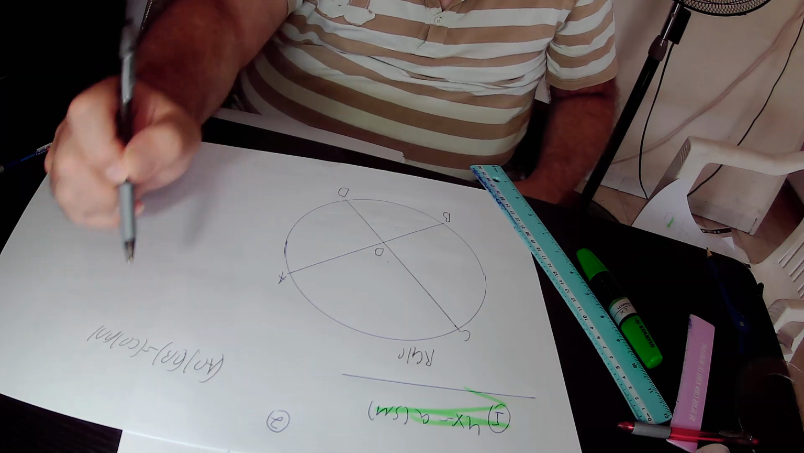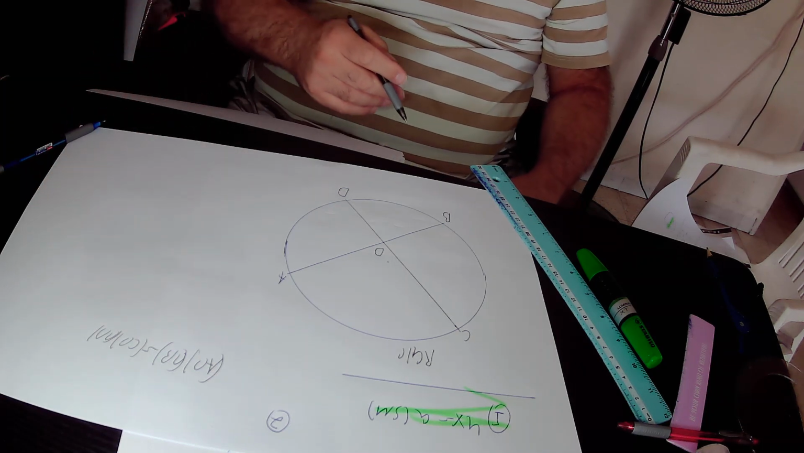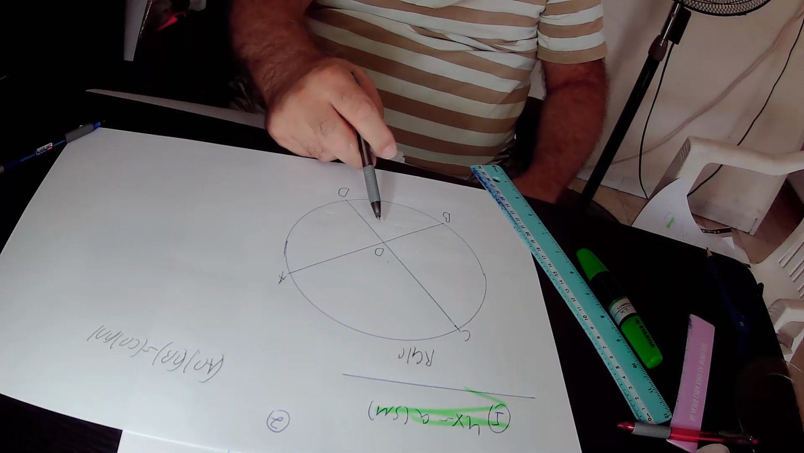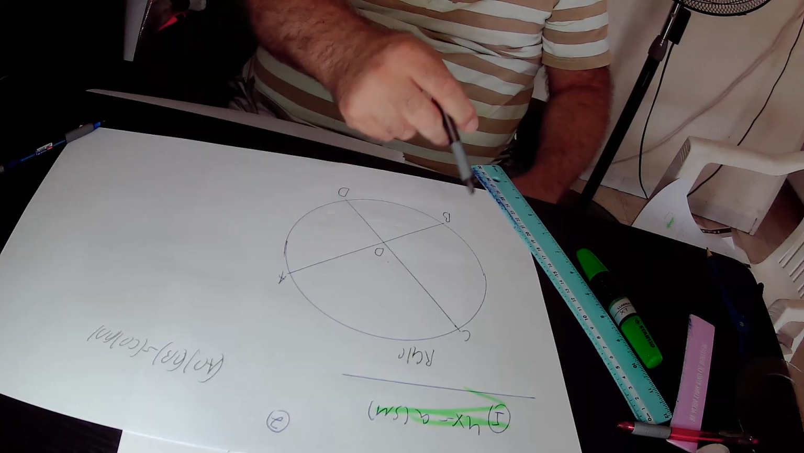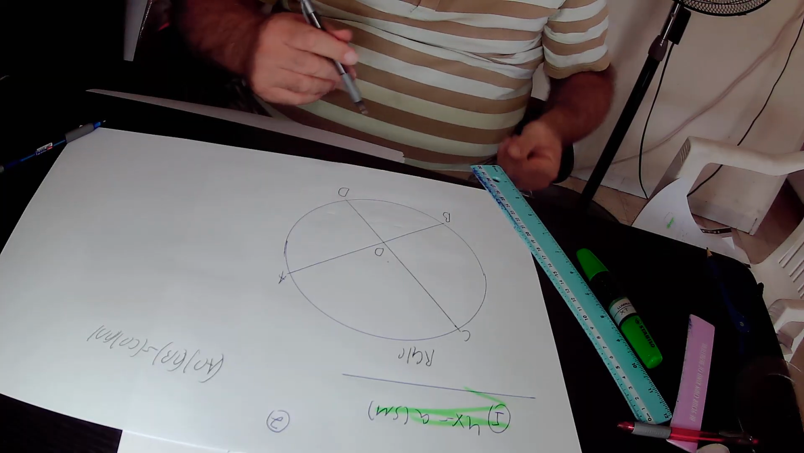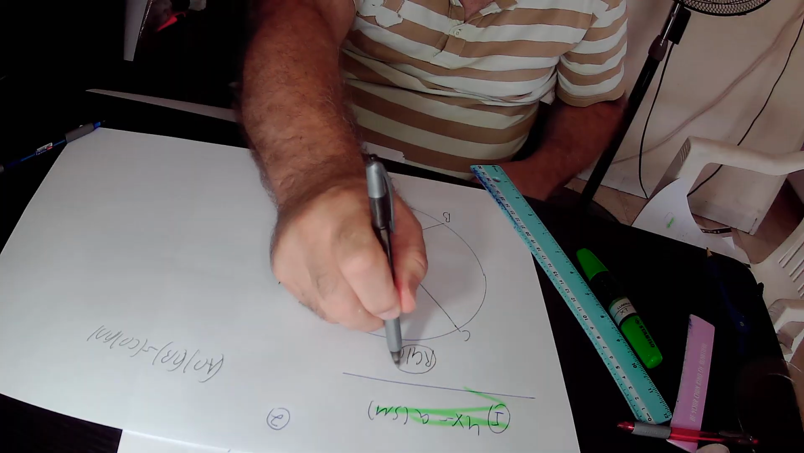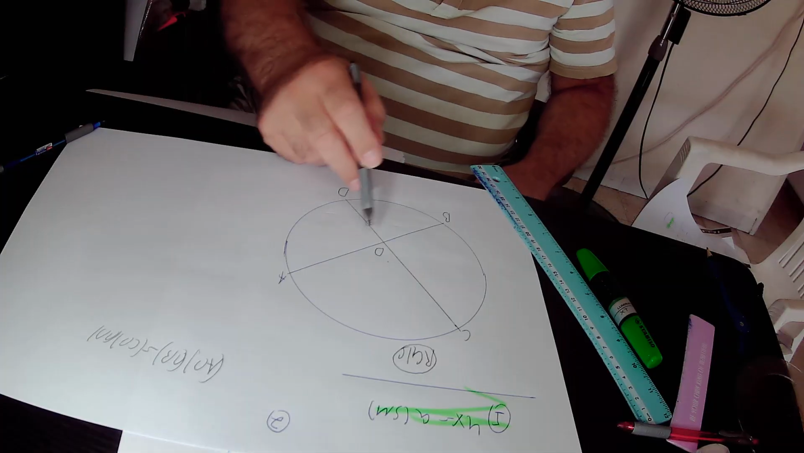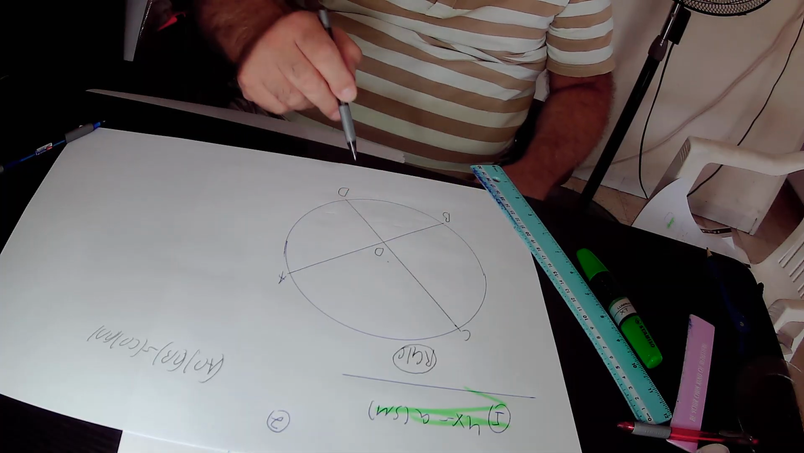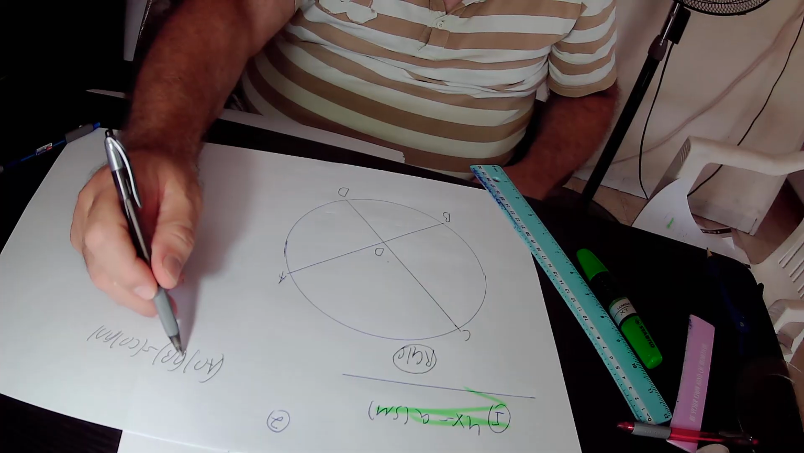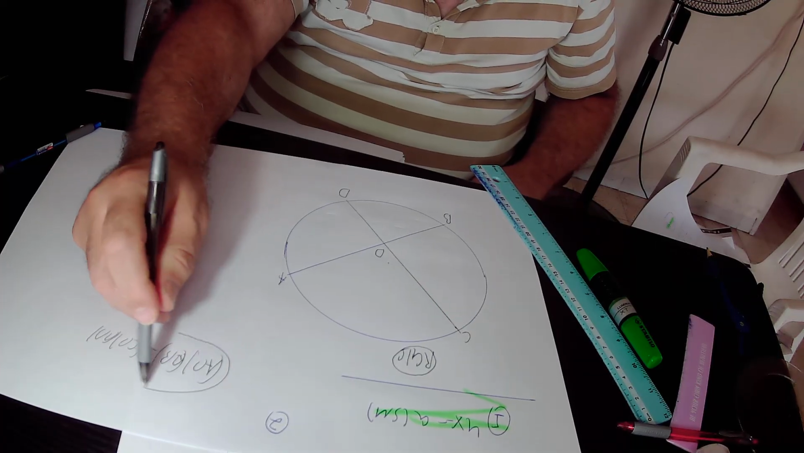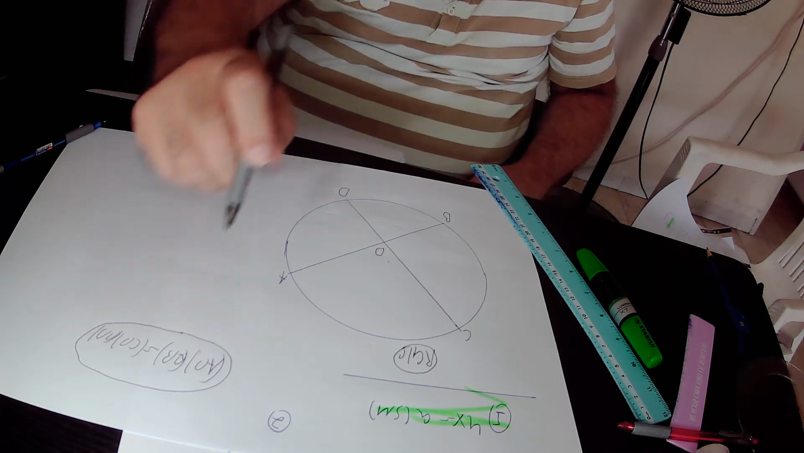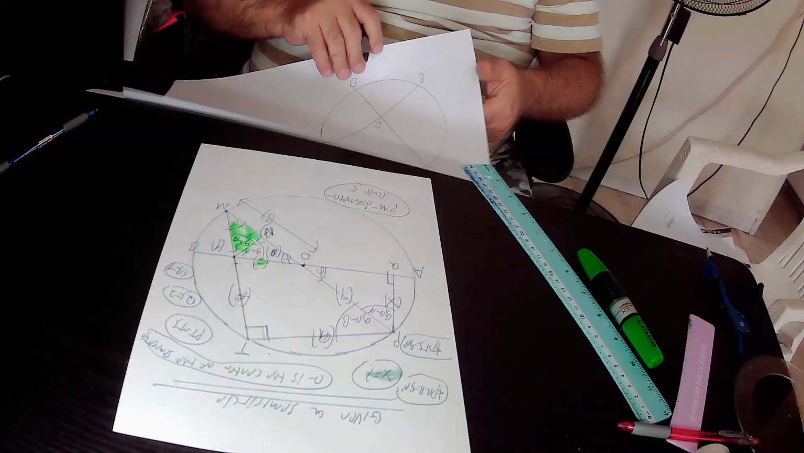And again, we have a circle. Inside the circle we have chord AB that intersects with chord CD at point O. Point O is the intersection point of chord AB with chord CD. In this domain, the following equation is true: AO times OB equals CO times OD. We can implement the rule that we already talked about previously in our drawing.